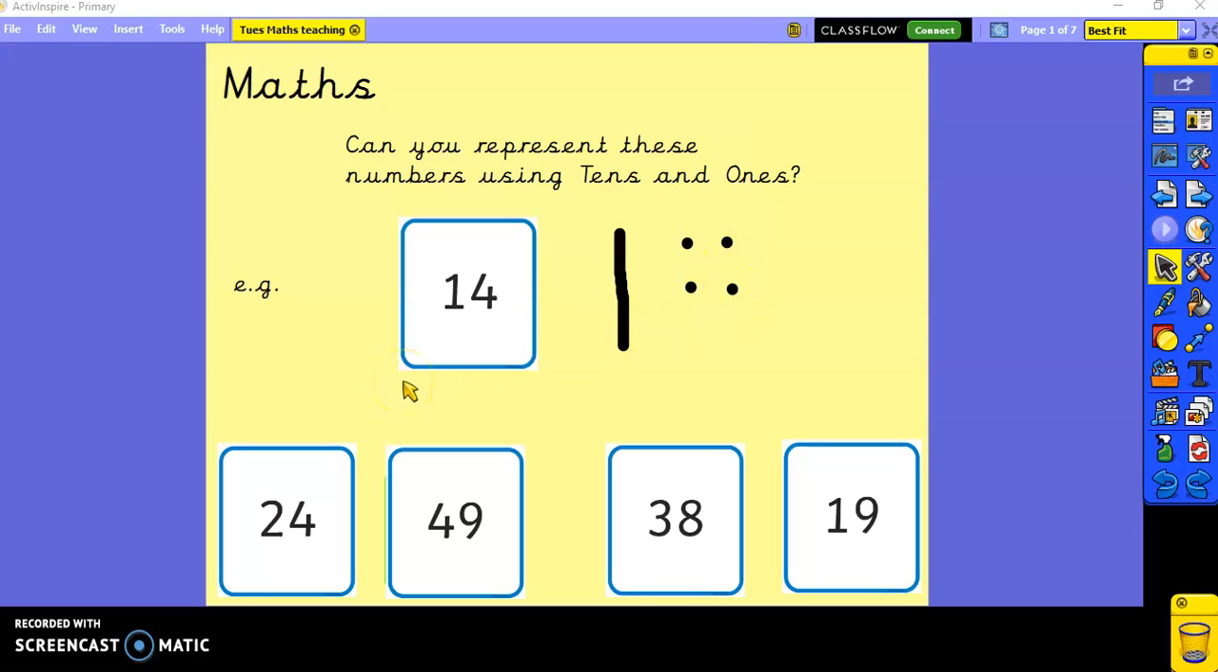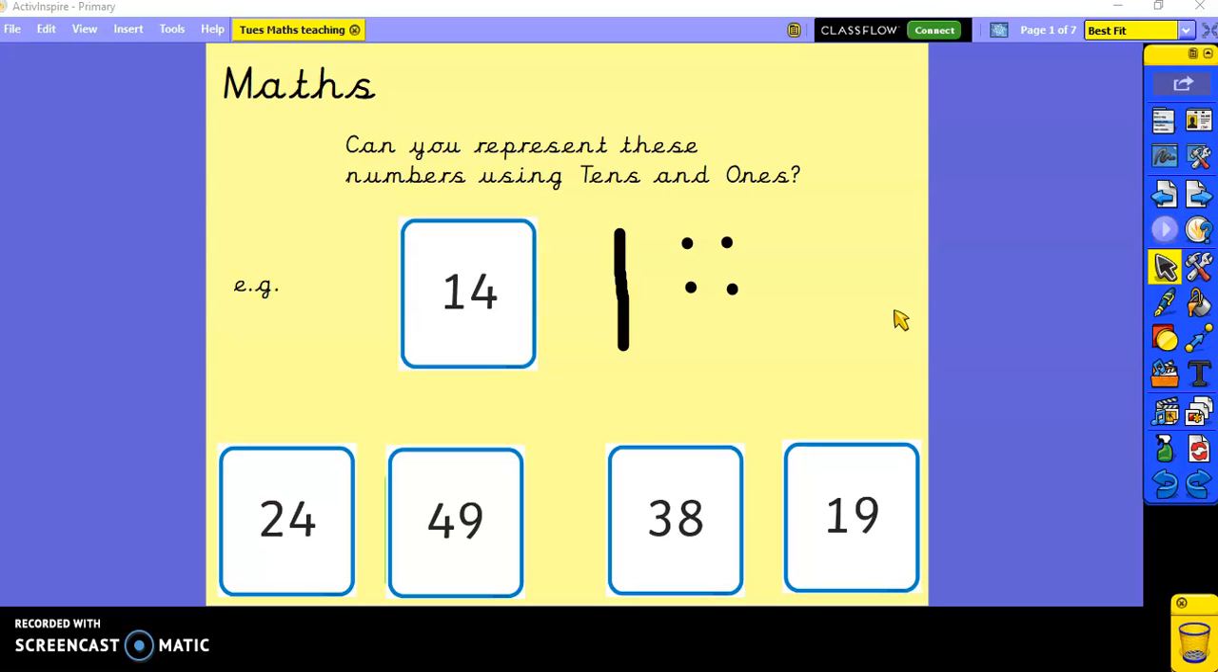So your challenge at the bottom is to show me 24, 49, 38, and 19. So pause the video here and have a go at representing all of those numbers using your tens and ones.